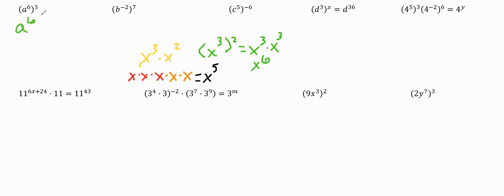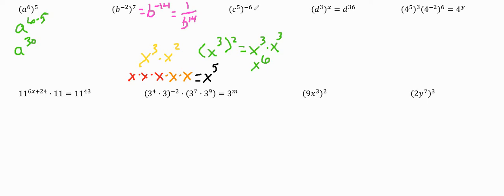and 6 times 5 will be 30. B to the negative 2 to the 7th power, negative 2 times 7 is negative 14. Now note that if you want this written with only positive exponents, we would have to rewrite this to be 1 over b to the 14th power. The negative doesn't make the number negative. When it's in an exponent, it just flips where it is on the fraction.